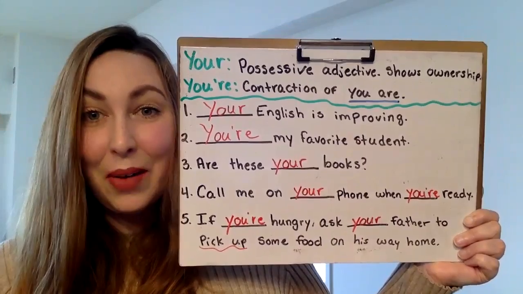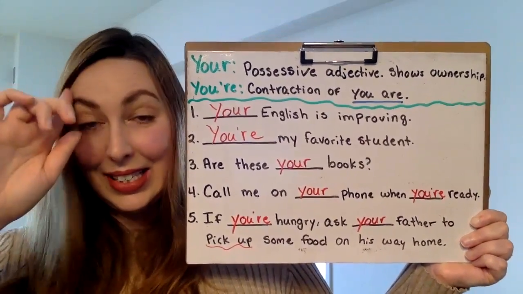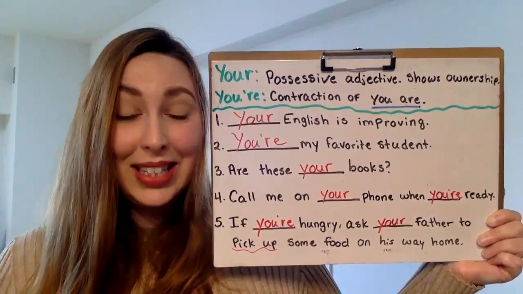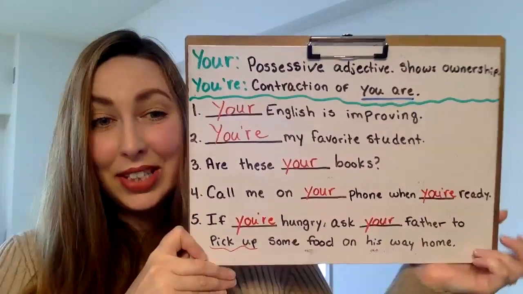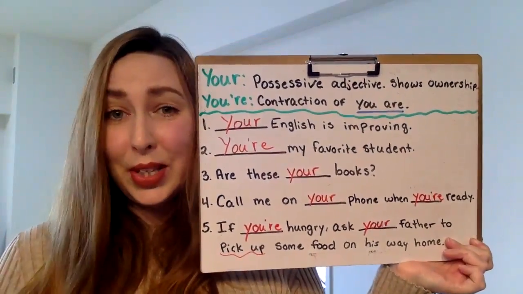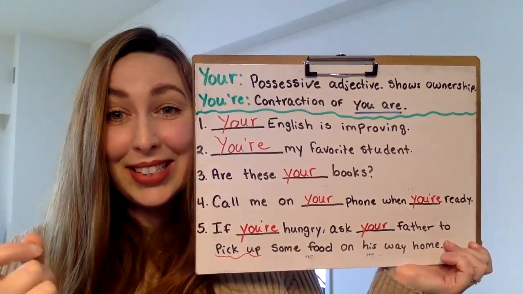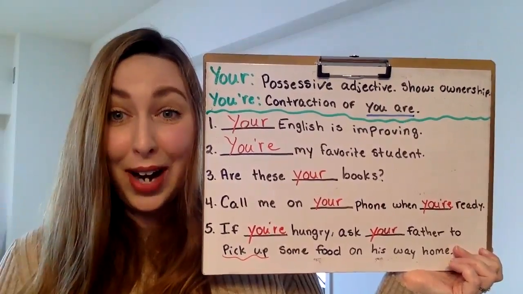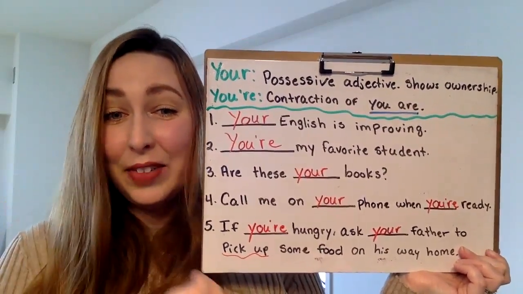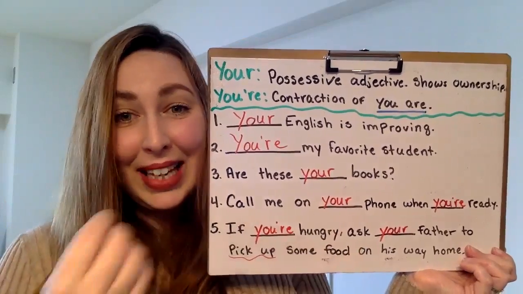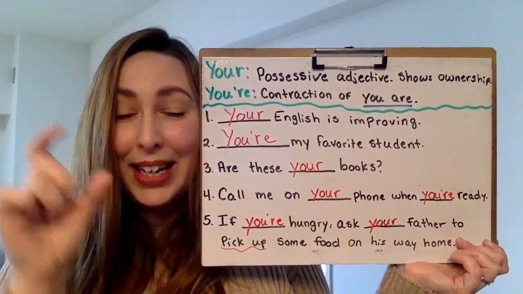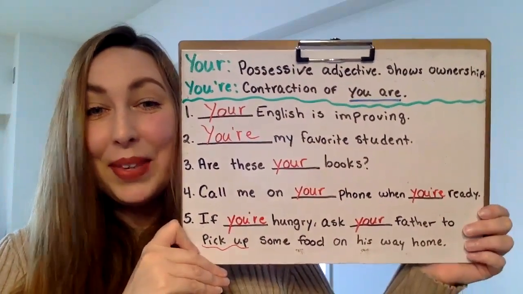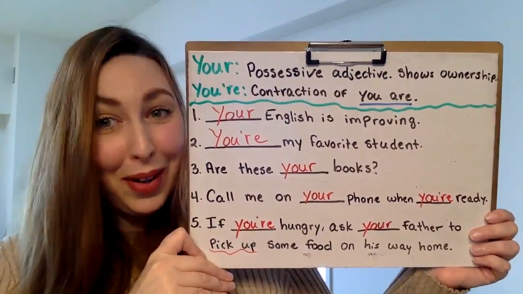Very good. So I hope you now understand the difference between your and you're. Remember, they are pronounced the same. And in conversation, we usually use contractions. Contractions are faster and more convenient, so we tend to use the contractions when we're talking. Instead of saying, if you are hungry, it's a little bit long, right? So we like to make it nice and short. If you're hungry, okay? So please remember the difference between your and you're.